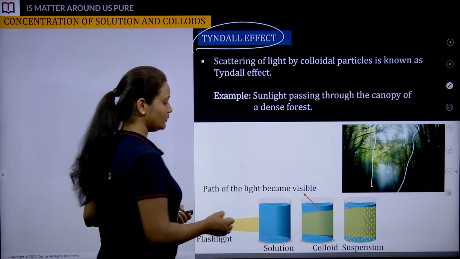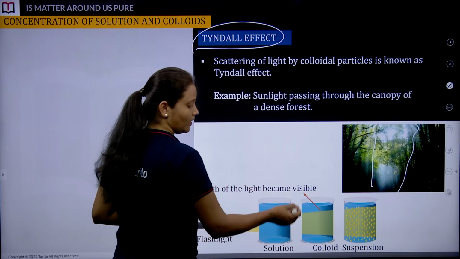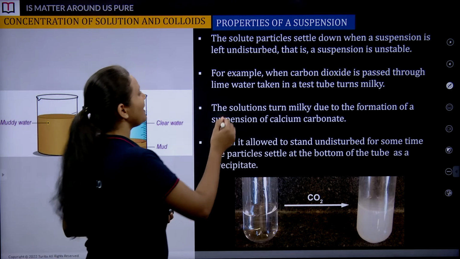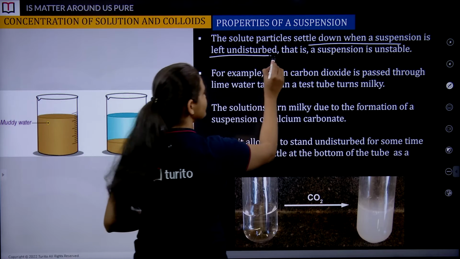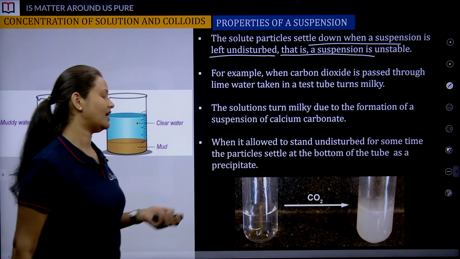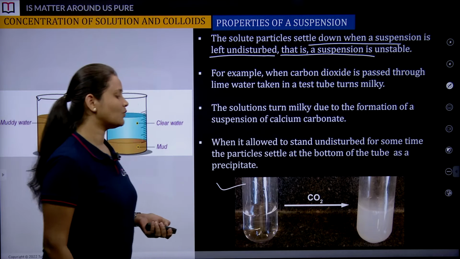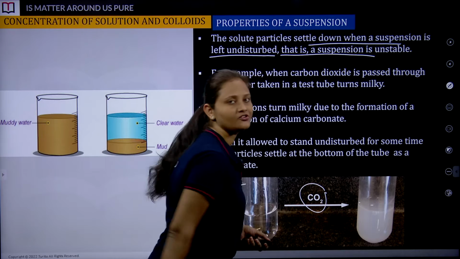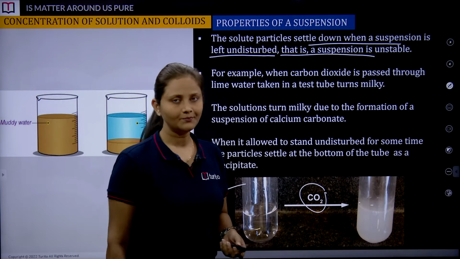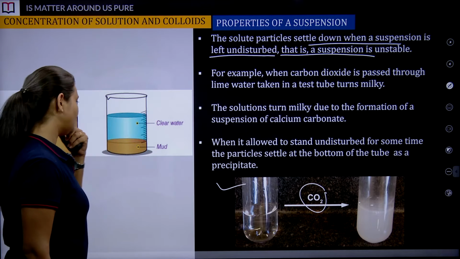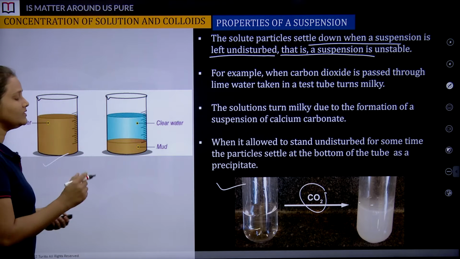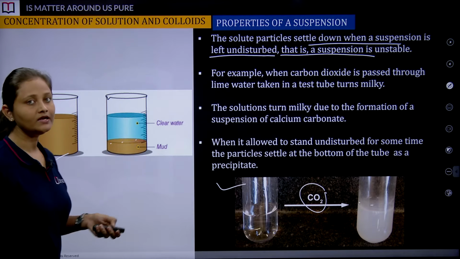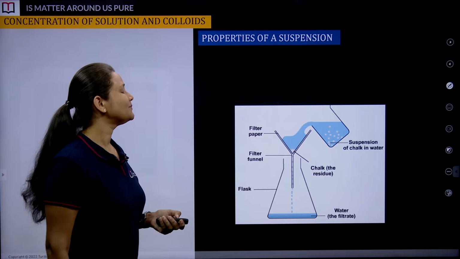And here we have compared a solution, colloid and suspension. Then we talked about how solute particles settle down when a suspension is left undisturbed, that is, a suspension is unstable. I gave you one example, students: lime water, calcium hydroxide, when it reacts with carbon dioxide, gives you a precipitate of calcium carbonate, correct? That was the example I put there, and then we talked about how these particles are getting precipitated. A real life example is muddy water. The mud particles settle down at the bottom, giving you precipitation.